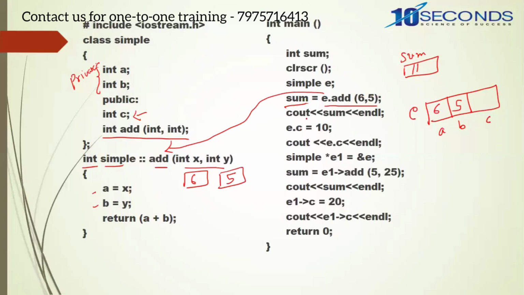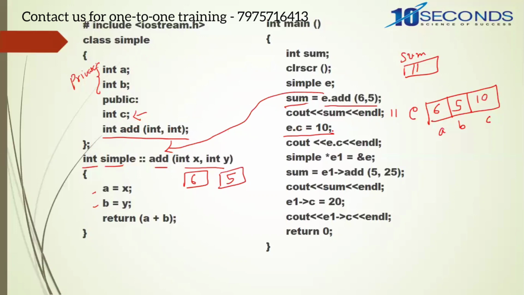Now we are printing sum, so 11 will be displayed on the screen. E dot C equal to 10. See, here C is in the public section. That's why you can directly access it from main. E dot C equal to 10, so 10 will come and sit here.